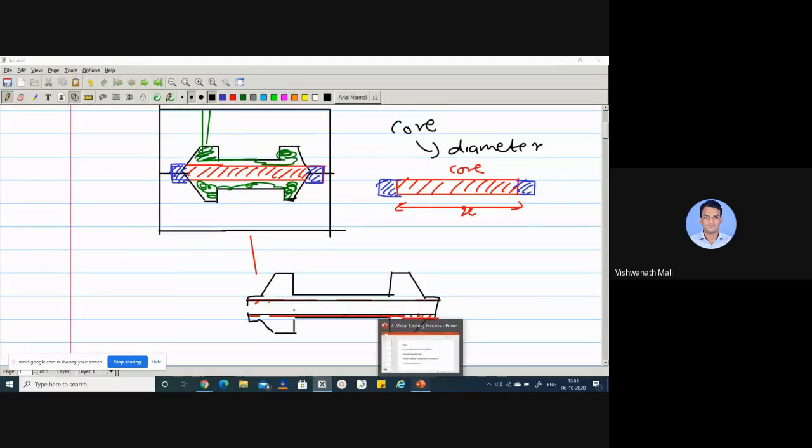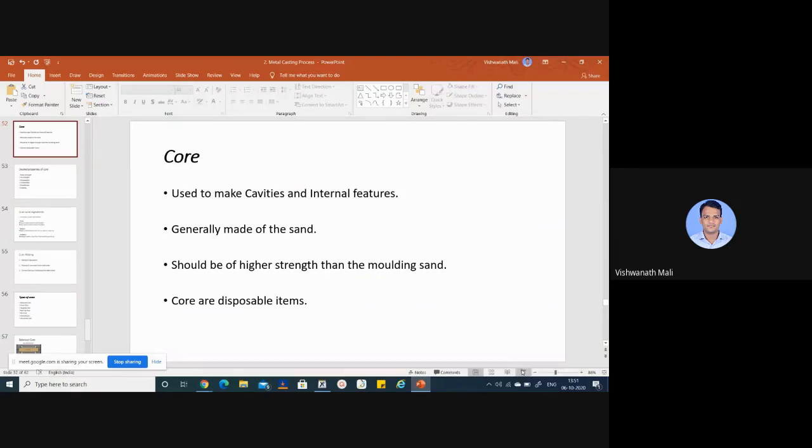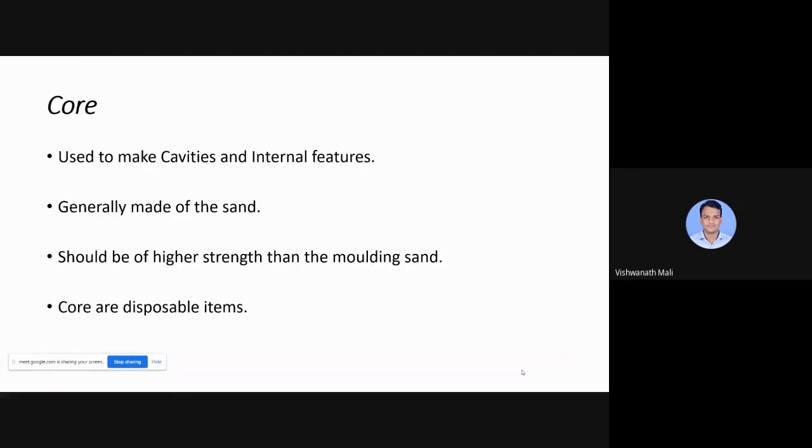Now we will see in detail how cores are made and what properties are required by the core. As I said, cores are used to make internal features or cavities. It is generally made of sand, which sand we will also see. Now, the strength of the core should be high compared to the molding strength. Why should it be high? Do you have any idea about that?